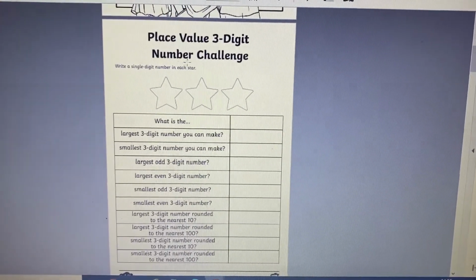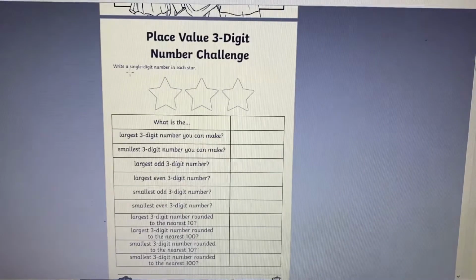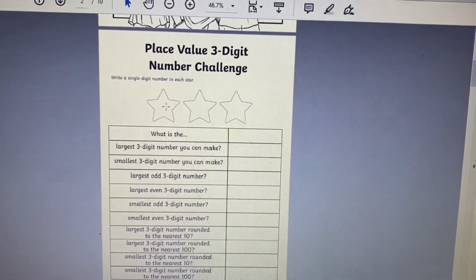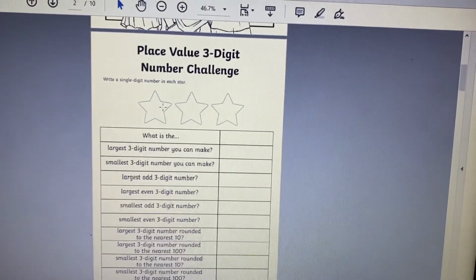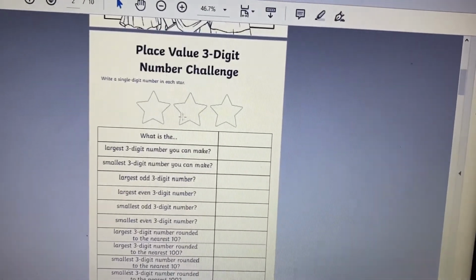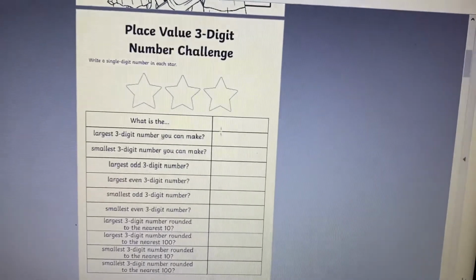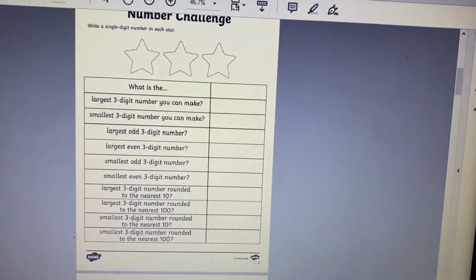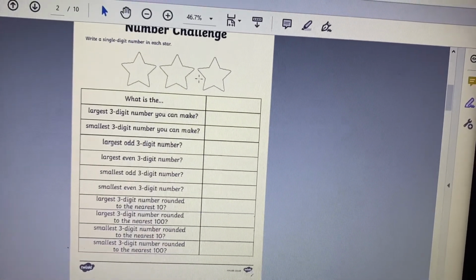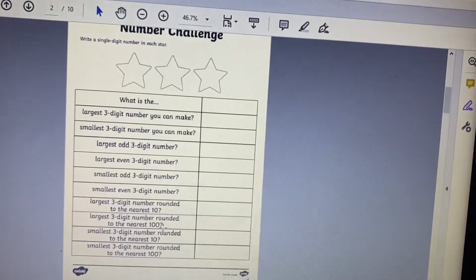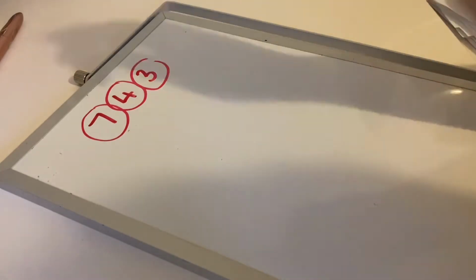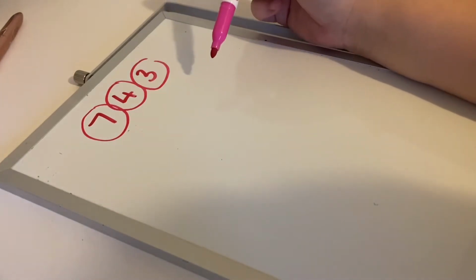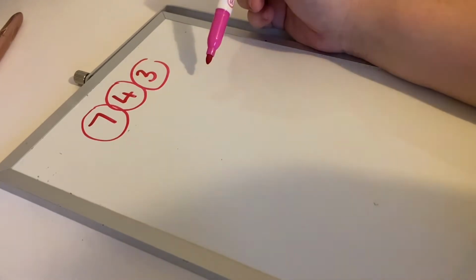This is a 3-digit number challenge. So you write a random single-digit number in each star. So you could do 642, 713, 248. It really doesn't matter. And then you're asked a series of questions about this, the 3 digits there, to try and make different numbers. So if you can print the worksheet, that's fine, but again, you do not have to print it. You can write it out in a whiteboard or on paper or in a notebook.